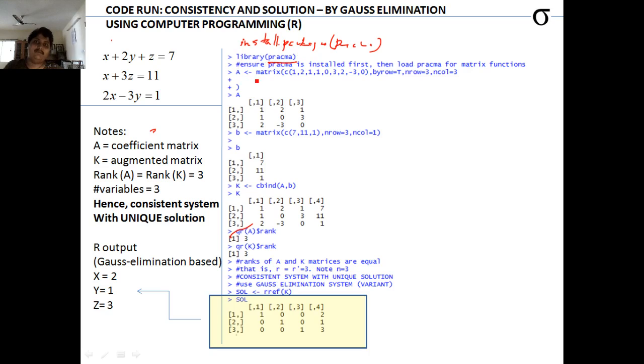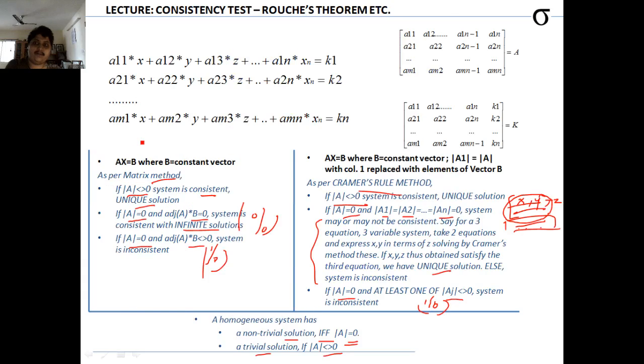Once you have invoked it, first you have to input the coefficient matrix, which is what you're doing here. Matrix 1, 2, 1. You see that corresponds to the coefficients here. Then 1, 0, 3, 2, minus 3, 0, and byrow. If you put this as true, this matrix would get populated. That's what you're seeing here, and this is nothing but your coefficient matrix, the one that we talked about.